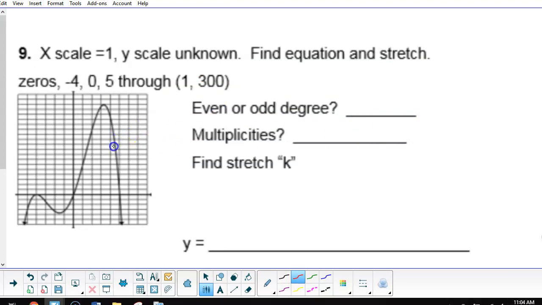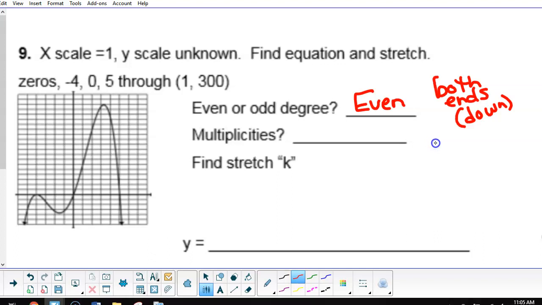This is a biggie. This is on the post-test final exam. Okay. What can you tell me about this graph? It says even or odd degree. How do you know it's an even degree? They're both the same. Okay. In this case, down, right? Okay. So later on at the end of this problem, we should double check that it has what out front?